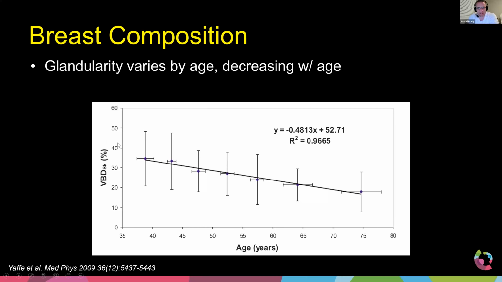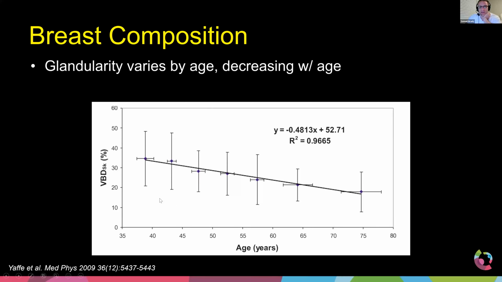Now, we also know that there is a big variation with age. We already showed this. But the point I wanted to show in this Yaffe plot is to look at the error bars here. The vertical axis here is the volume of glandularity of the breast.